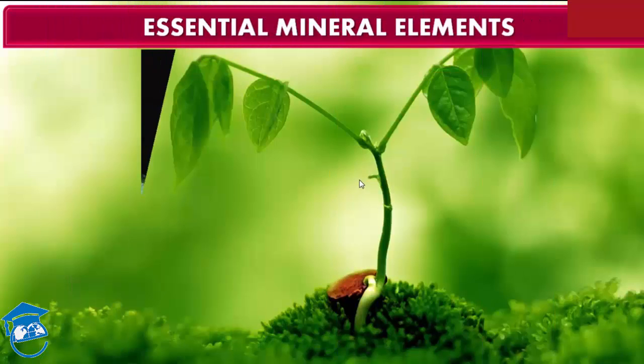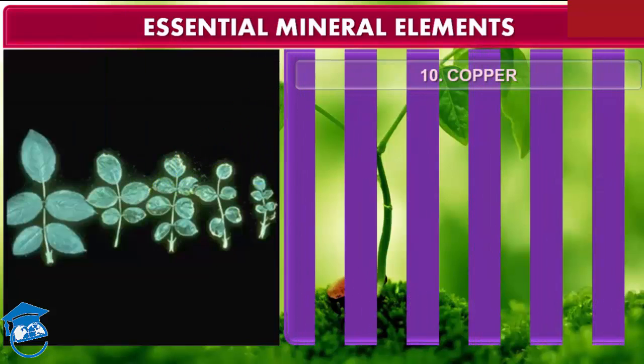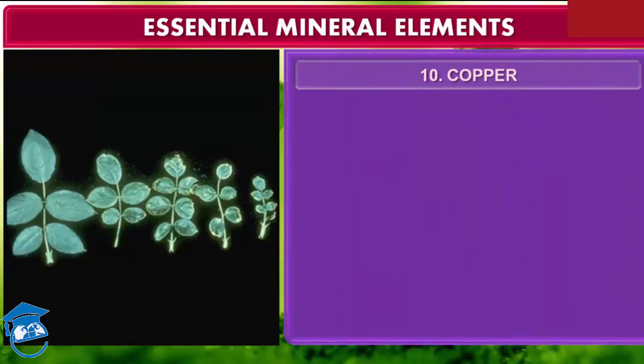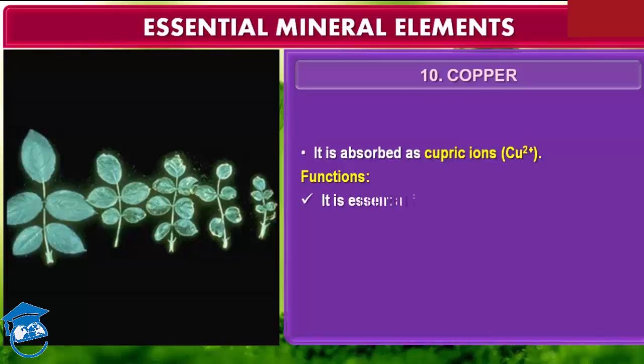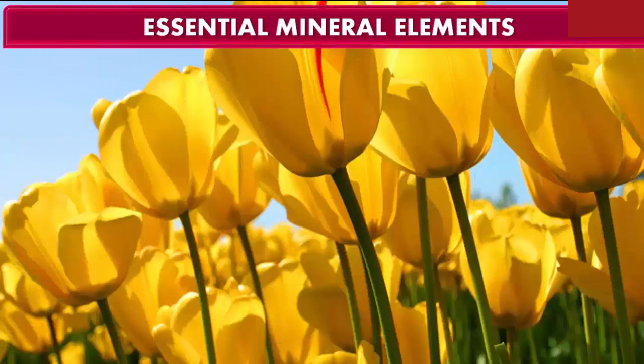Now come to another micronutrient, and that is copper, students. As I have taught you, it is absorbed as cupric ion, that is Cu2+ ion. What are the functions of copper? It is essential for the overall metabolism in plants. Second, like iron, which I just taught you about, it is associated with certain enzymes involved in redox reactions.